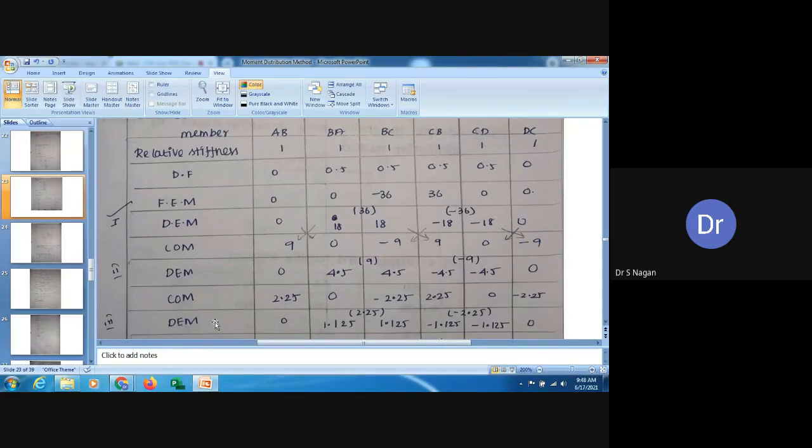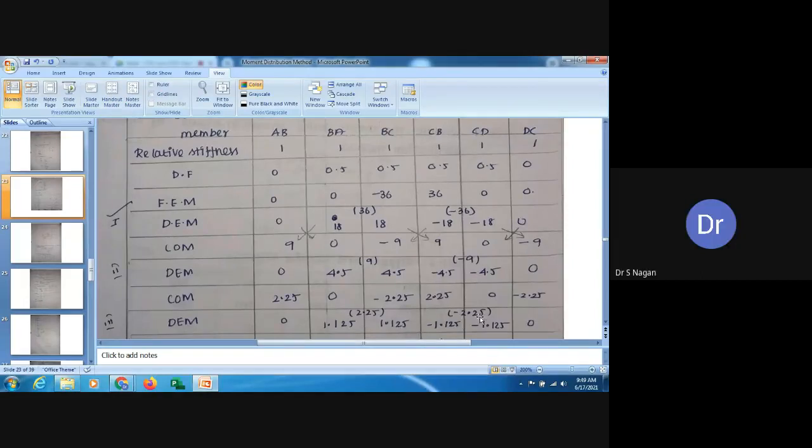Consider every joint. At joint A, we have 2.25. To balance this, we need to apply minus 2.25 and it needs to be multiplied by the distribution factor of 0. At B, can you tell me the unbalanced moment and balancing moment? Balancing moment is minus 2.25. Very good. Therefore, how to find the distributed moment? 2.25 multiplied by 0.5, the distribution factor, sir. Distribution factor for BA, similarly distribution factor for BC. Very good. So if you multiply, I will be getting 1.125 here.